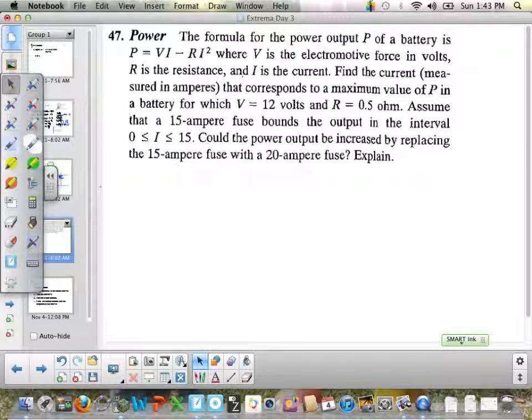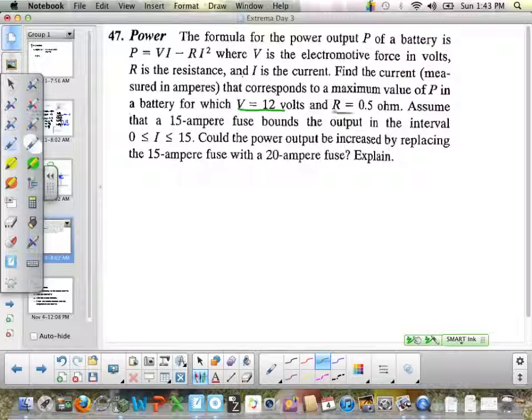Explain. First off, plug in our constants. V is a constant 12, R is a constant 0.5. So our equation ends up being P equals 12I minus 0.5 I squared. All right? Now the 15 amp fuse, that is my interval, and it is a closed interval, so I can find my max and min for 0 to 15.